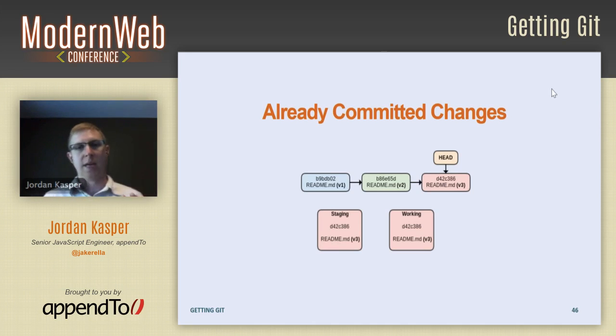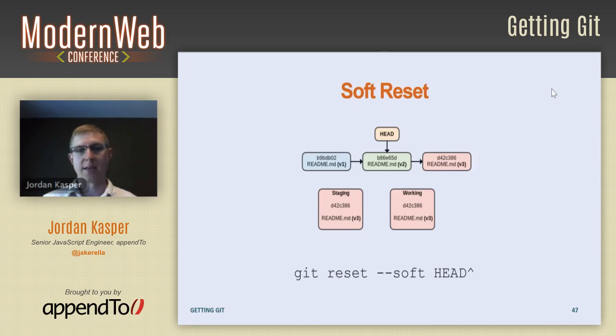There's 3 different ways that we can reset these changes and revert to some different stage. And I want to talk about that. So that's the git reset command. And the first version of that is the soft reset.